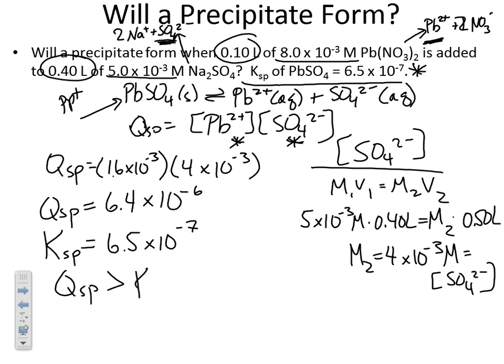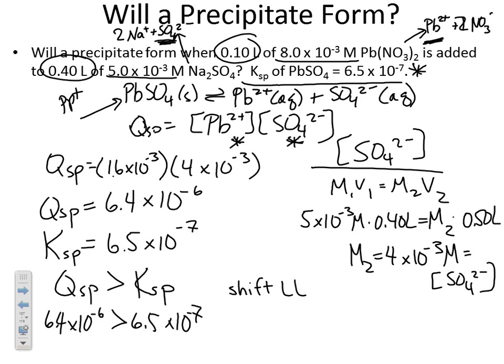Q is greater than K, because 6.4 times 10 to the minus 6 is greater than 6.5 times 10 to the minus 7th. Watch your exponents. Okay, Q is greater than K. So what does that mean? It means that we have too many products, right? It means that we have not enough reactants. So we're going to have to shift left in order to get to equilibrium.